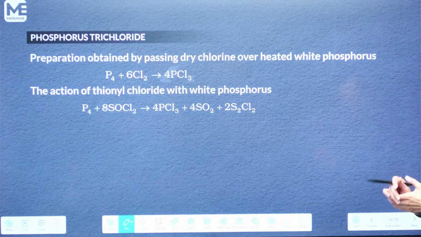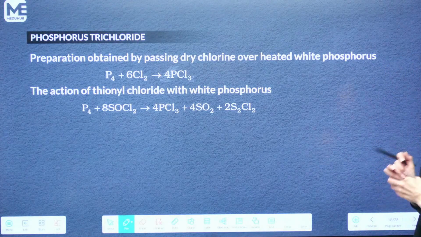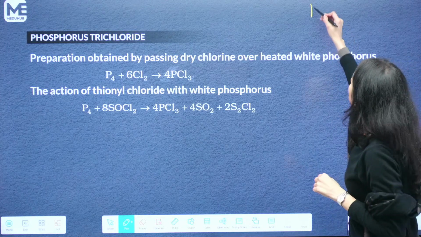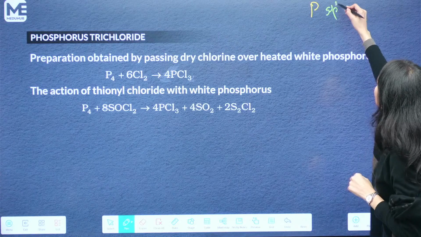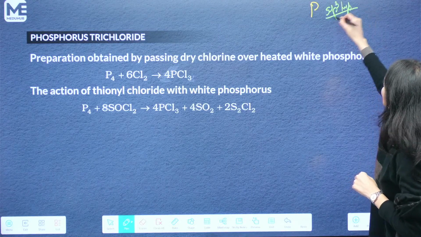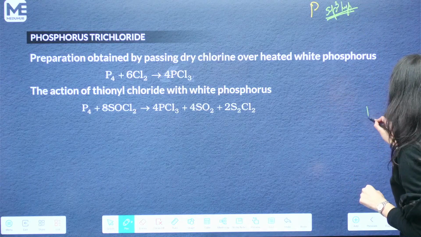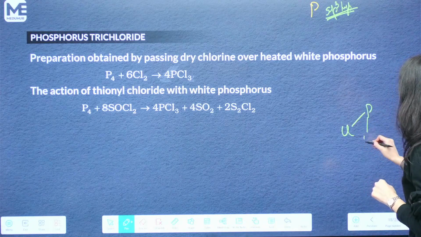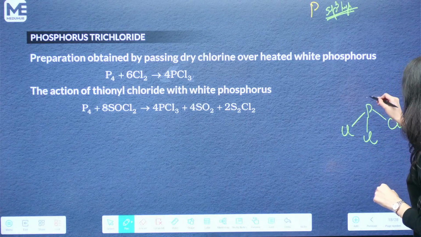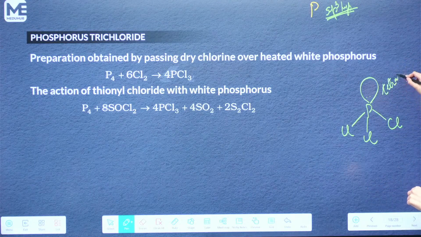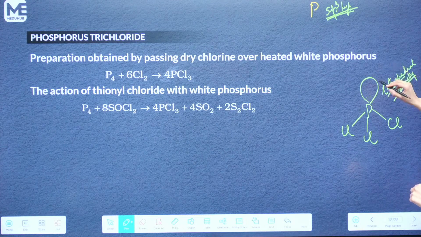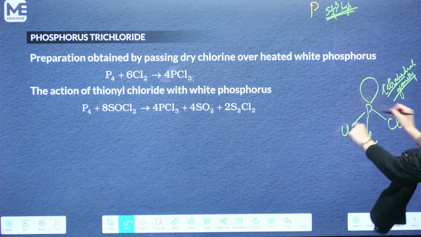So if you talk about phosphorus trichloride, that is PCl3. In PCl3, phosphorus is sp3 hybridized. So it has a tetrahedral geometry. And there is a lone pair. Okay. So tetrahedral geometry. And sp3 hybridization, so pyramidal shape.